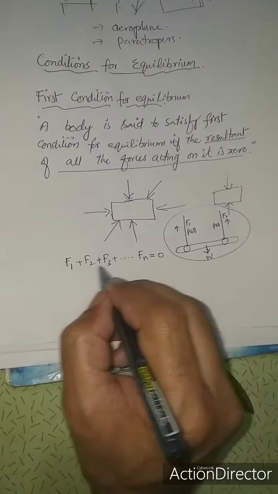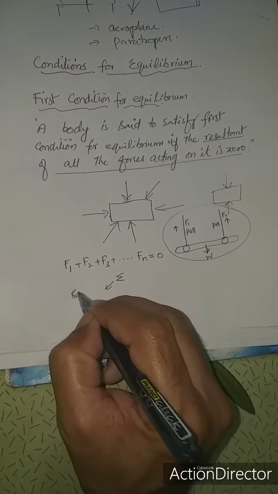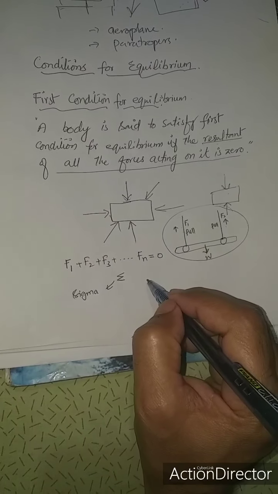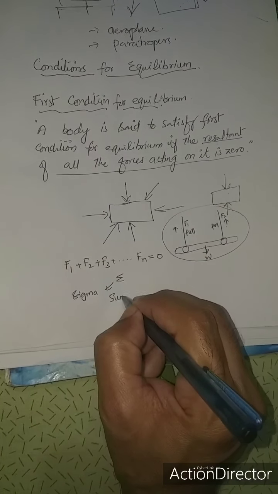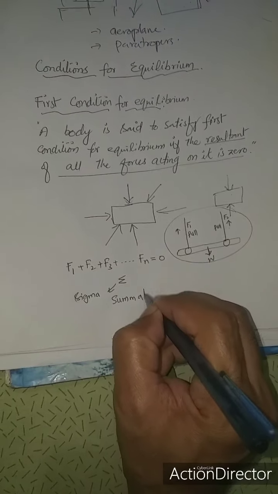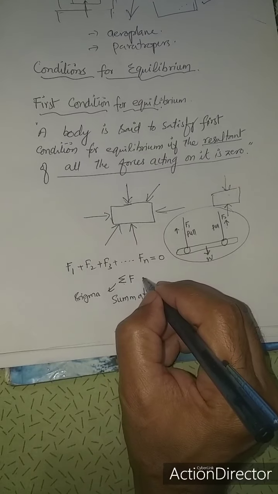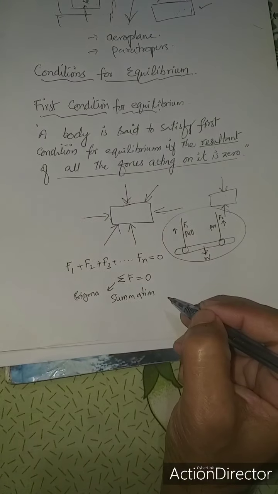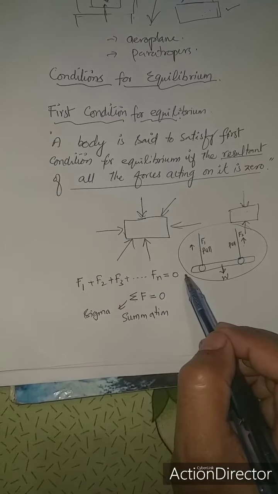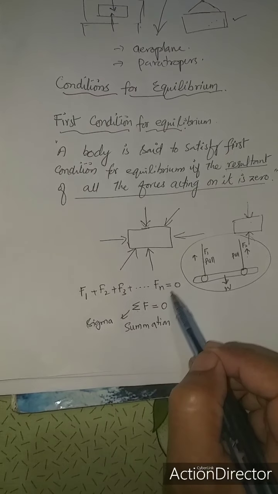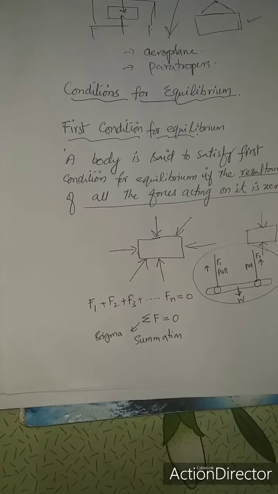0. Here we represent the sum by this sign which is called sigma. It is a Greek letter called sigma, and it is used for summation, which represents the sum of all the forces acting on the object. It must be equal to 0. So for an object on which a number of forces are acting, if their sum is equal to 0, then we say that the object is satisfying the first condition for equilibrium.